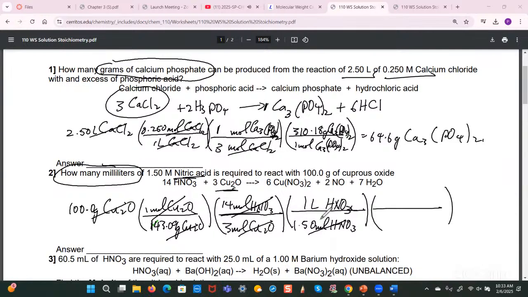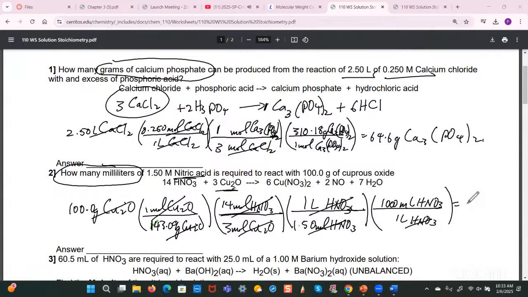So up to this point, you'd have calculated the liters of nitric acid, and then there's one final step. You've got to convert liters to milliliters, right? So how would you do that? What goes up top, what goes below? 1,000 milliliters of nitric acid above, and 1 liter of nitric acid below. Right? So that this will go with that, and then we do the number crunching.